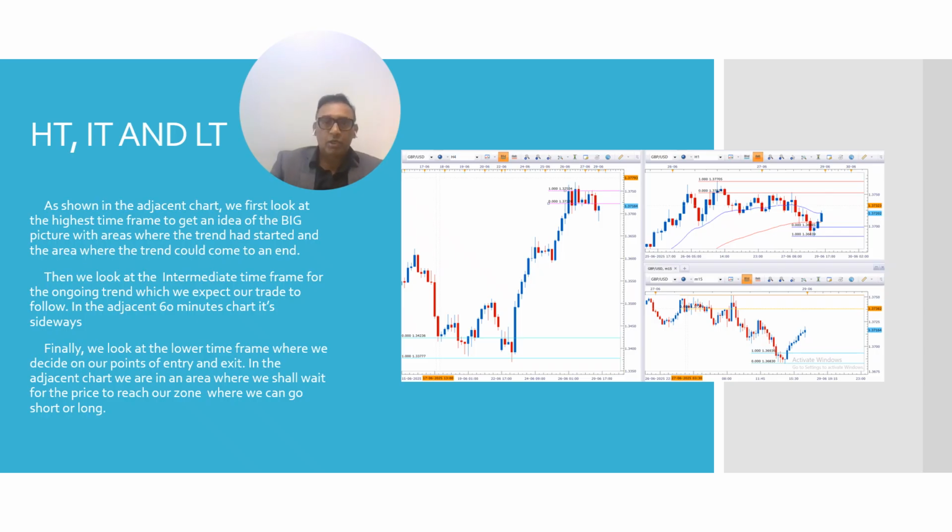We then finally look at the lower time frame where we decide on our points of entry and exit. In the adjacent chart, we are in an area where we should wait for the price to reach our zone, which could be either the seller's area or the buyer's area. Since the price is in a no man's land, we should not take a trade at this point.